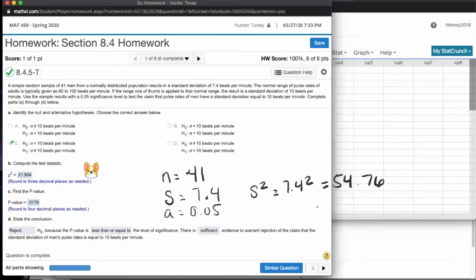So I'm just going to write that down here. If my Apple Pen will cooperate, there we go. As 54.76. That looks much nicer. All right, so just remember that that's where I'm getting my variance from. All it is I'm squaring what I already had.